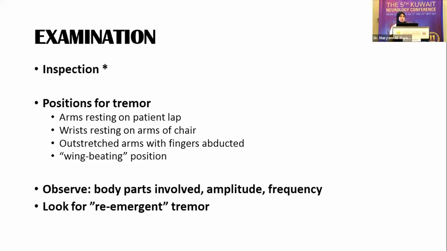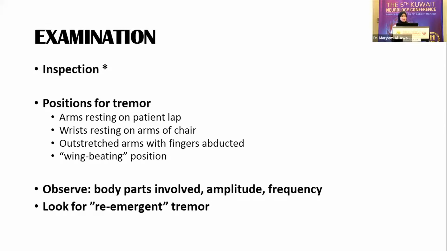Another position includes the so-called wing beating position. It involves abduction of both shoulders and flexion of the forearms at the elbows, and putting the hands next to each other without touching. And here you can really notice the proximal tremors. And usually we refer to wing beating tremor in case of Wilson's disease, but it can be seen in other conditions as well.